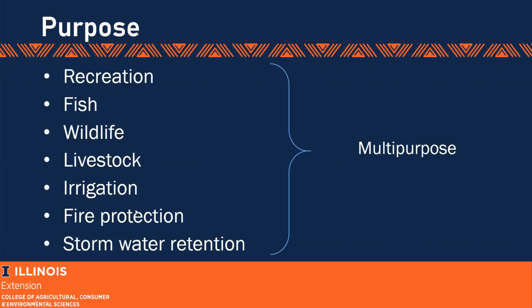But the real key is to think about not just one of these reasons, but let's look at what are those different reasons we can put together and create what we would refer to as a multi-purpose pond. A pond can do a lot of these different things. Maybe we designed it for livestock, or for water retention and erosion prevention, but if it's designed correctly, the recreation and the wildlife should be pretty easy to get in there and be part of it as well. Just a matter of thinking about it ahead.